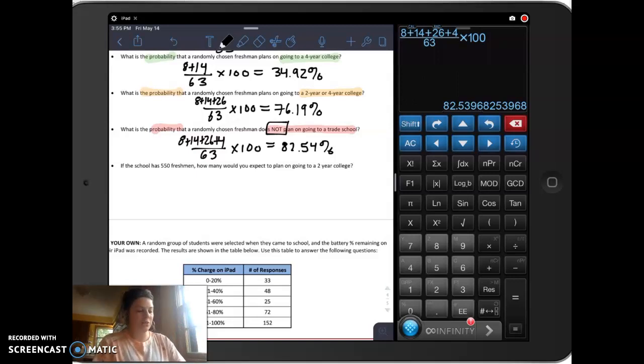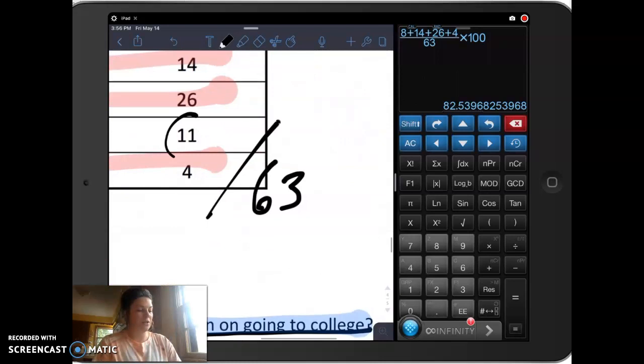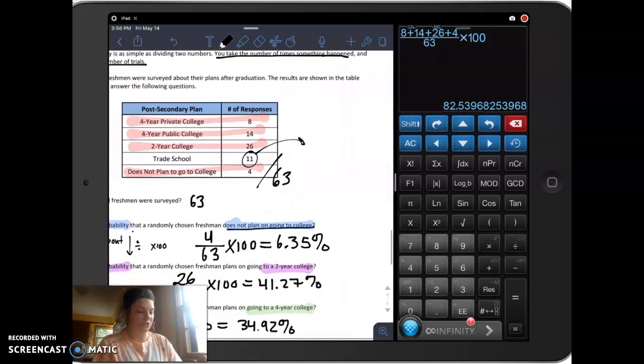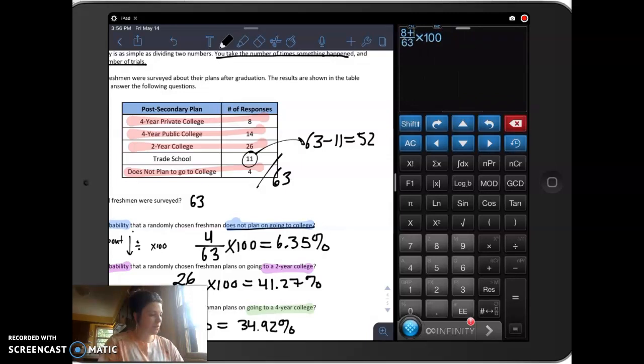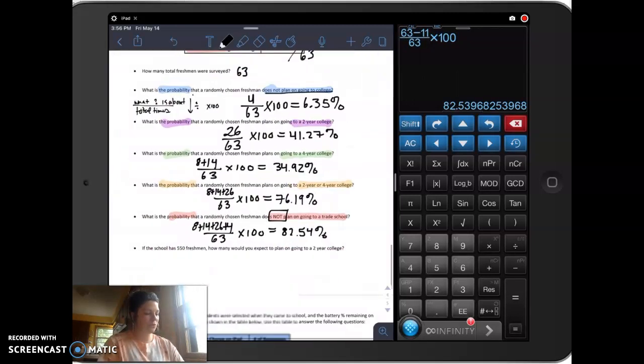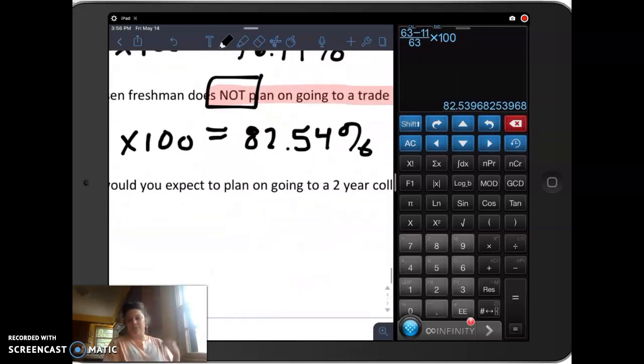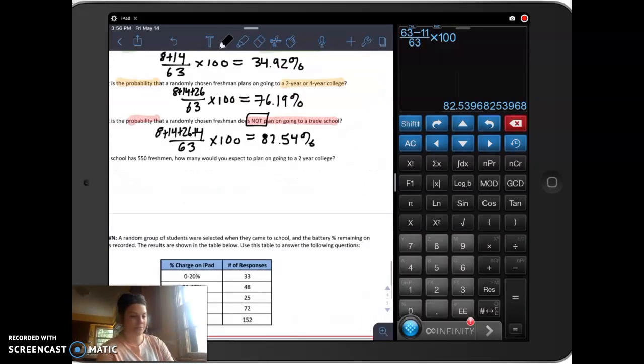So not going to trade school, we know that there are 11 people that are going to trade school. Therefore, 63 minus 11 people are not going to trade school. So that would be 52. So instead of adding 4 numbers together, we could just subtract 2 numbers. And so we could put that in on top here and say 63 minus 11, 82.54, and that's the same answer. So just a little trick, you can always subtract instead of adding when you see that word not.